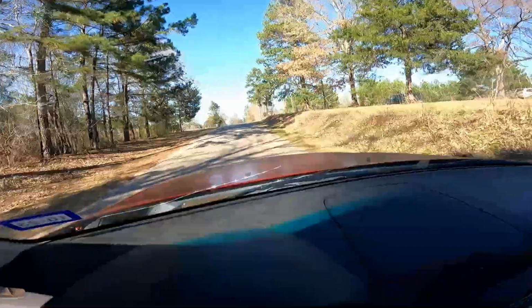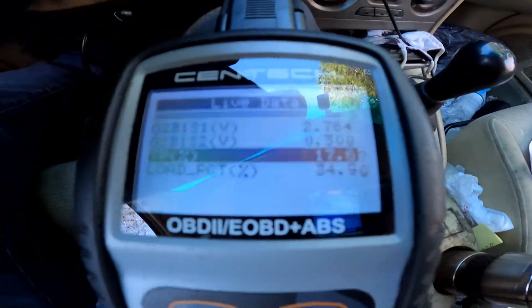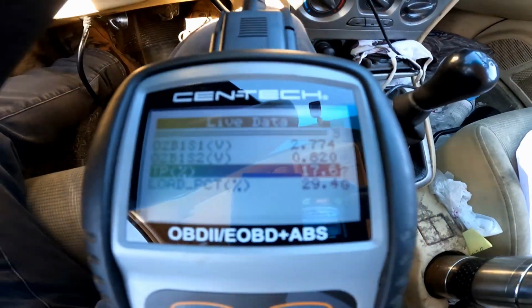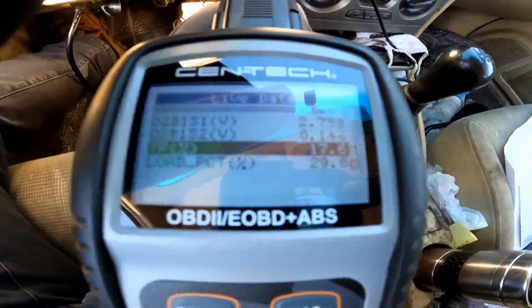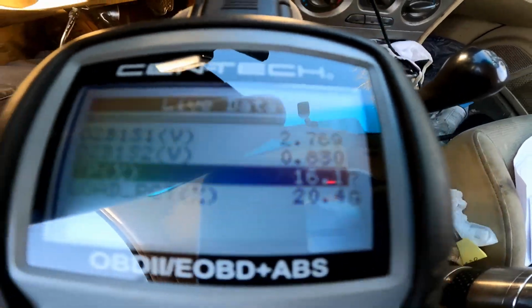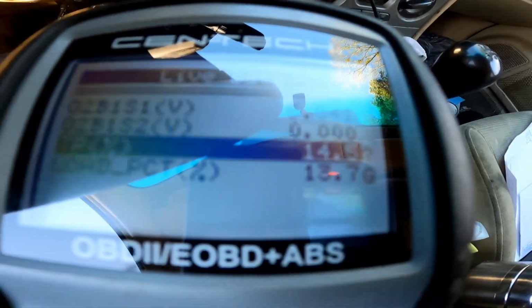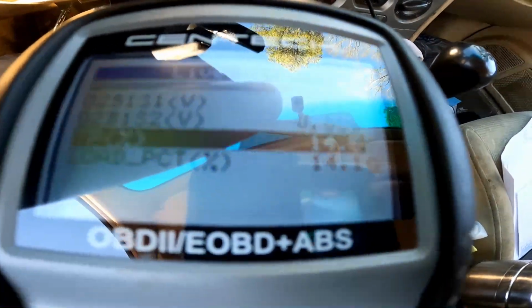All right, let's go for a little test drive, and I can show you the RPMs and the load percentage the way it's supposed to be coming up to a hill. You're going to have to be driving around to check that load percentage. So let's do that, and I'll show you what I'm talking about. Right here, we're going up a hill, and you can see the load percentage is below 30, right? That's essentially what you're looking for. Now we're going downhill, no throttle, and we're at 14, 12. So the car is being pulled downhill.